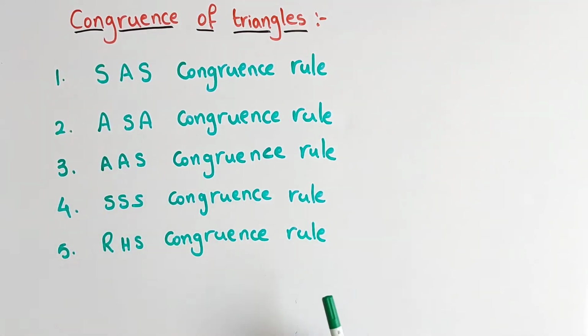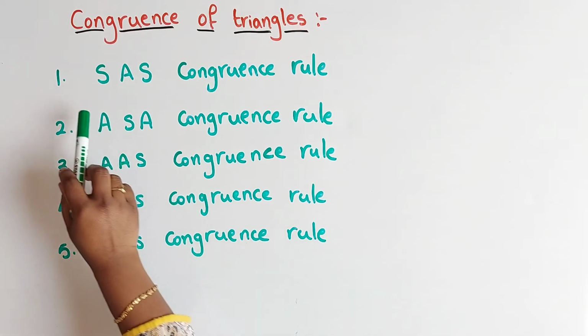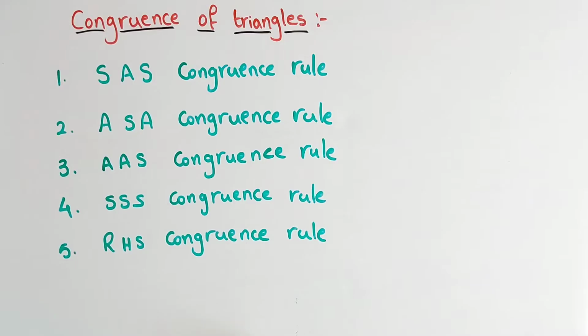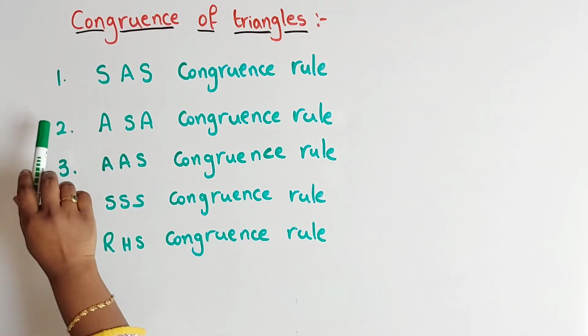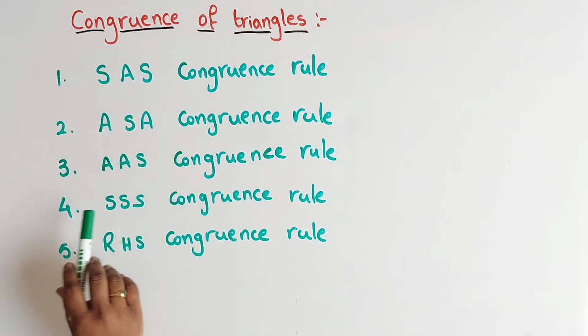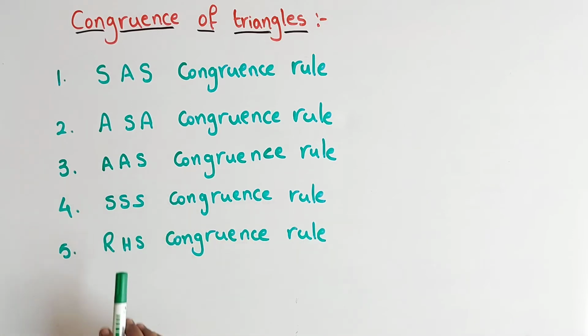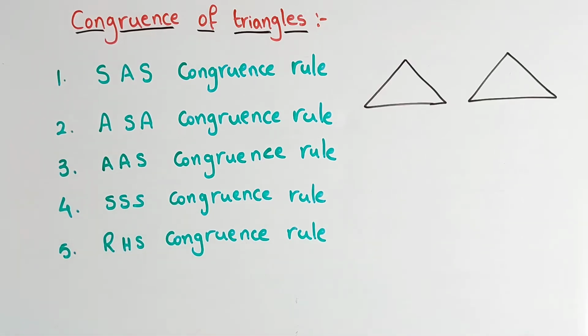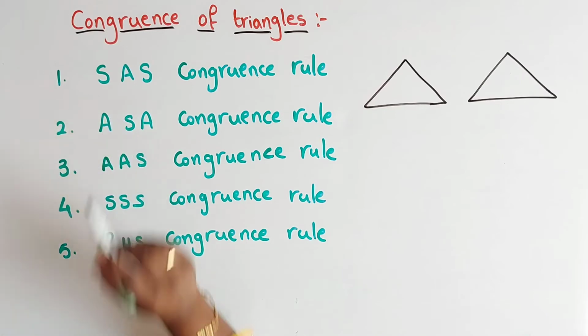Every time we can't tell the triangles are congruent or not, children, by just seeing, right? For that we need to know the sizes and we have to follow these rules. So these are congruence of triangles rules. First one SAS congruence rule, second one ASA congruence rule, third one AAS congruence rule, SSS congruence rule, RHS congruence rule. Right children? Here S for side and A for angle, children.